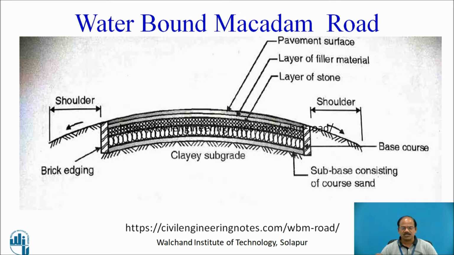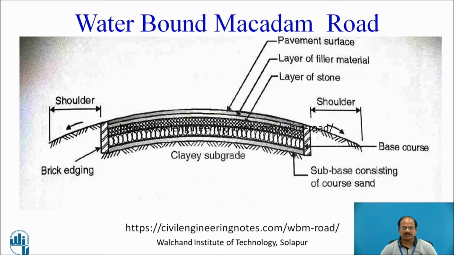The cross section of the waterbound macadam road, which is shown over here, indicates that there is a subgrade at the bottom. It is the ground level which is well prepared. Remember, the camber which is provided for early removal of the water from the road surface has to be given to this particular subgrade itself. Following that, all upcoming layers are supposed to be parallel to that.